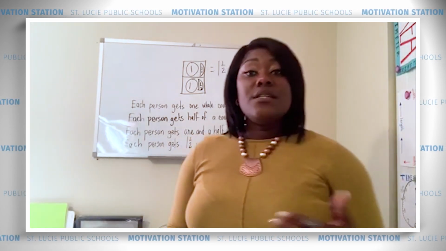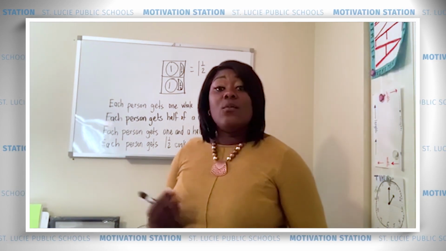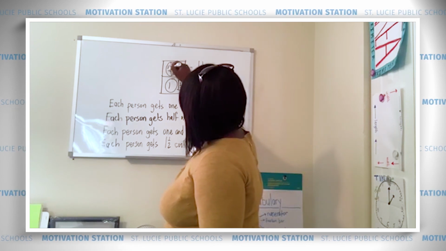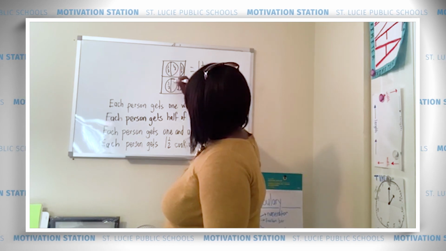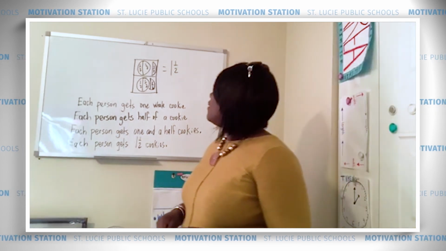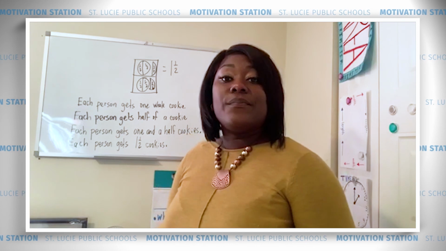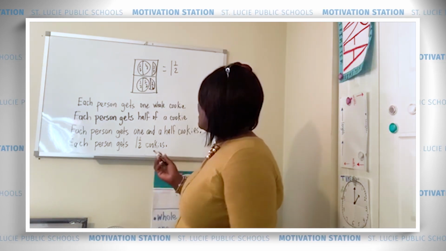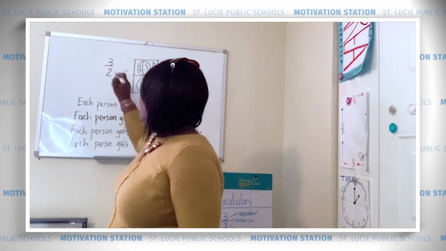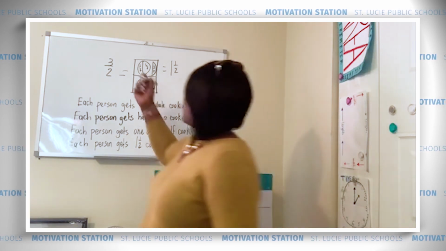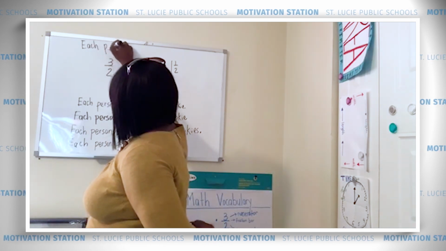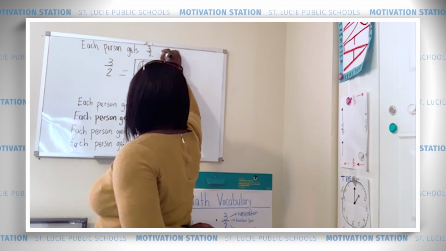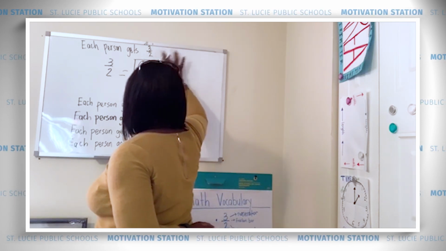Now, what is another way to represent 1 1/2? Can we represent 1 1/2 as an improper fraction? What if I took this whole cookie and I broke it into halves? How many halves would each person get? How many halves are in a whole? 2. So you have 1 half, 2 halves, 3 halves. Each person gets 3 halves cookies.